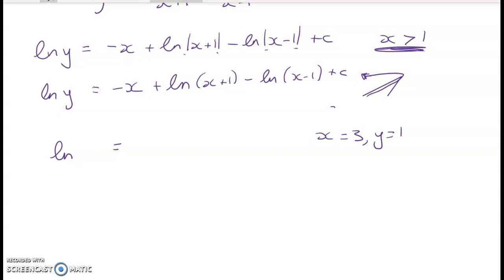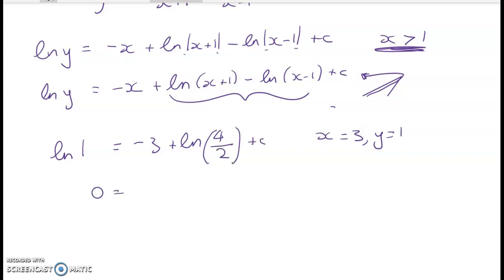And the reason we like that is that the natural log of 1 is 0. So here we get log of 1 is equal to -3 plus the natural log of, what have I got here? Well, I'm going to combine these. So I've got 4 over 2 plus c. So 0 is equal to -3 plus the natural log of 2 plus c, giving me c is equal to 3 minus the log of 2.